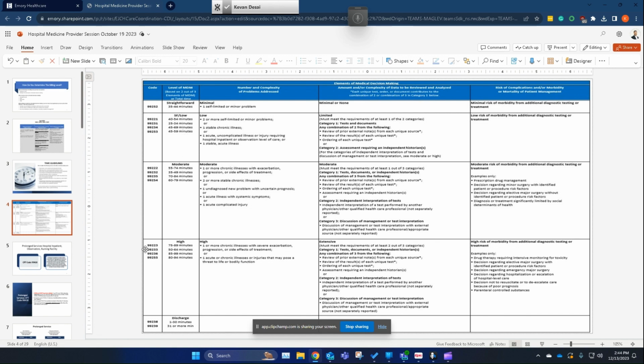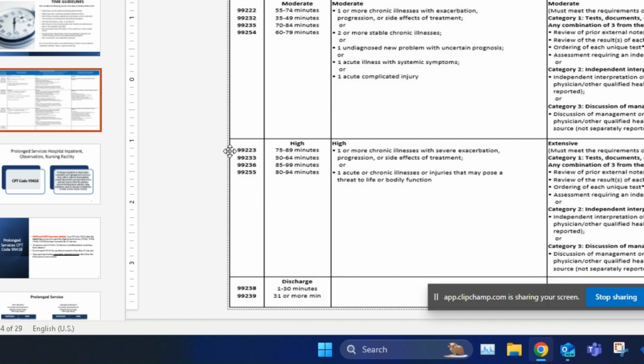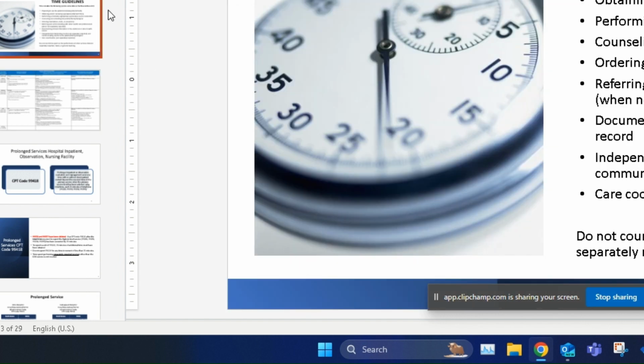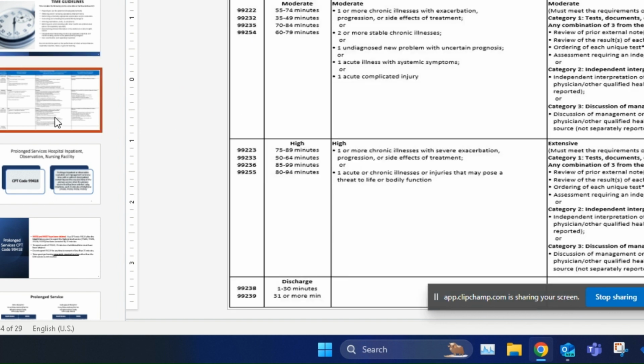So if we look at a 99233, which is right here, which is an inpatient HMP, you have to spend a minimum of 75 minutes with this patient, that automatically qualifies as a level 3. If you're spending 75 minutes doing all the things that were listed under the time guidelines, that's level 3. And you really don't have to get into the weeds about the MDM if you're spending that much time doing the qualified things that amount to 75 minutes.